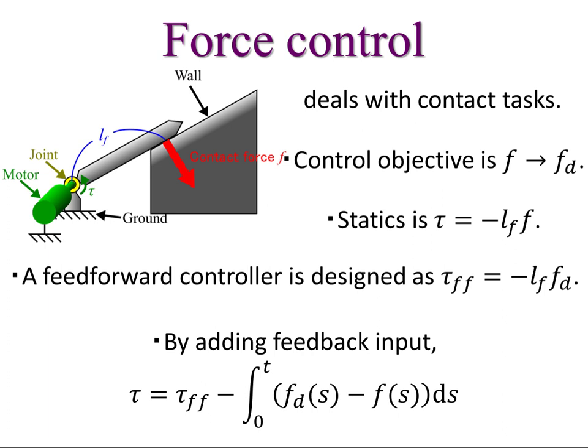Therefore, we should use the integrated force error in time, as shown in this equation. This allows the actual force F to converge to the desired force Fd after enough time has passed. In most cases where force control is actually used in a robot, we control the force while controlling the robot motion. In such a case, we should use both this force controller and some motion controllers.